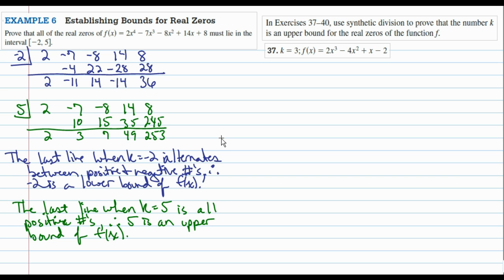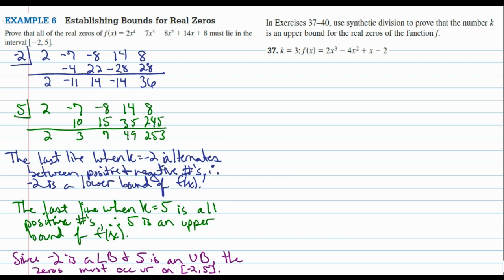So since -2 is a lower bound and 5 is an upper bound, by definition, the zeros cannot occur to the left of -2 or to the right of 5, therefore the zeros must occur within the interval -2 to 5. The now try problem is number 37.